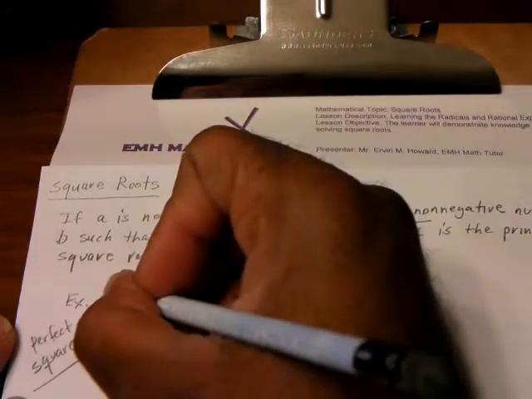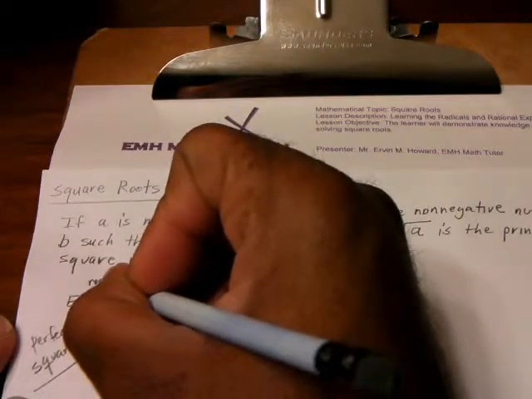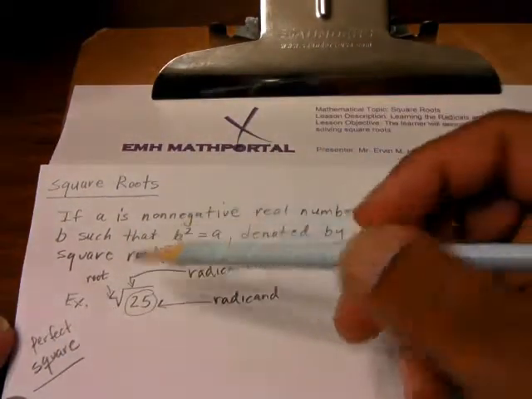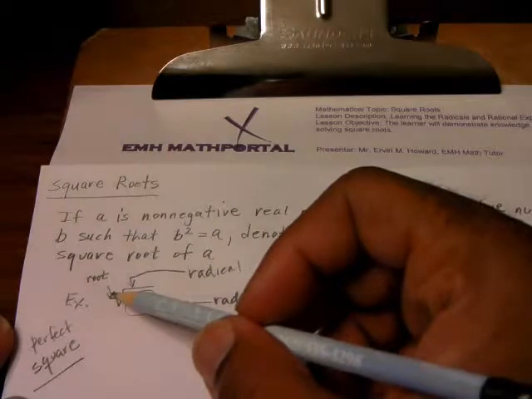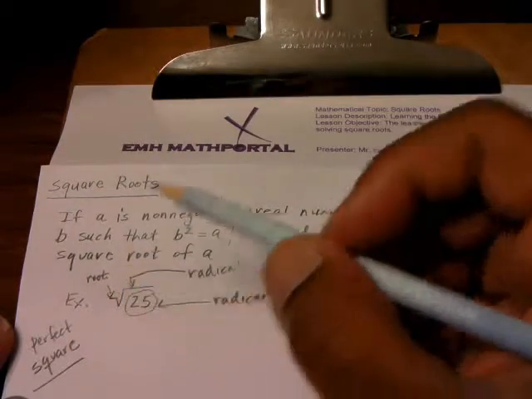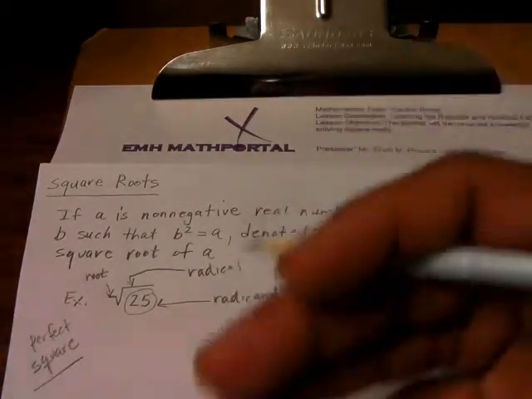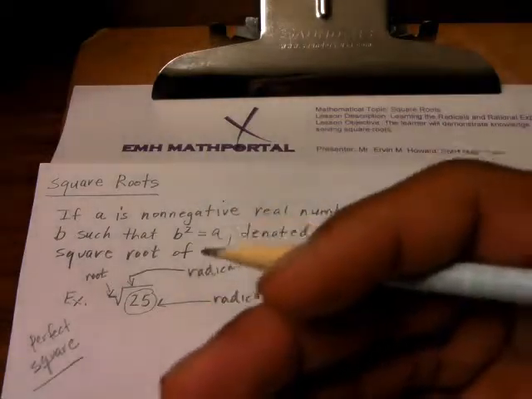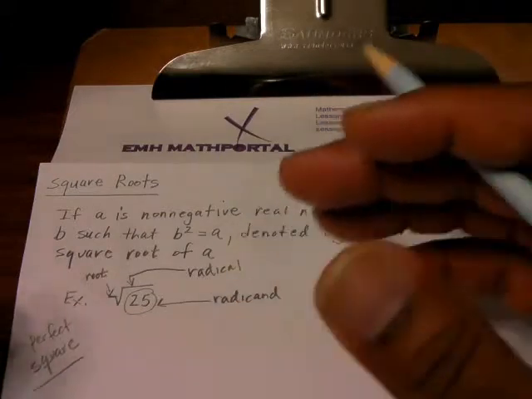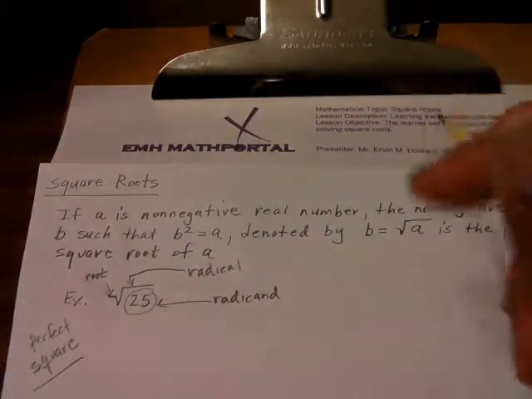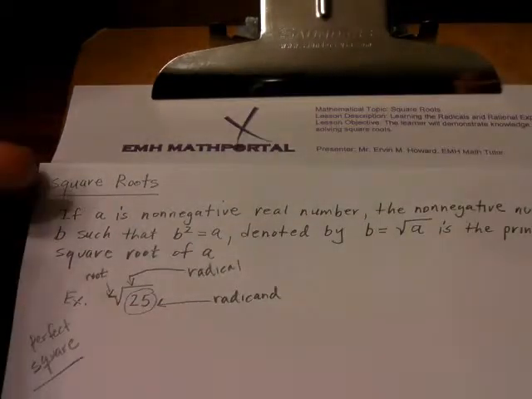and the little shelf right here is called the root. All right, the root means that there is a number on the shelf, and that number indicates how this radicand should transform itself in terms of what the number represents. And this is somewhat similar to bases and exponents, and I'll relate that in a few seconds.